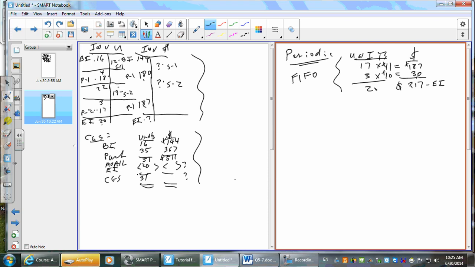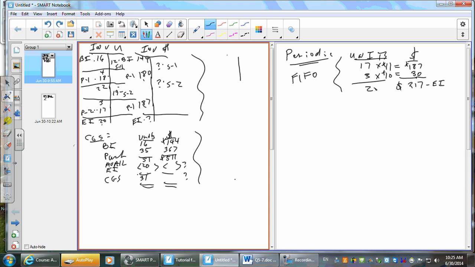Now I also want cost of goods sold. I asked for that in the problem, didn't I? But this is too easy to believe, you guys. What's the deal here? Maybe we'll do this first. We'll do it this way, because I started that way. Let's do the cost of goods sold approach, okay?